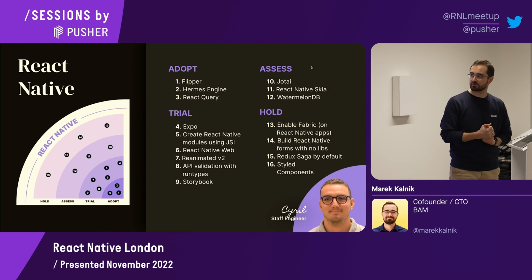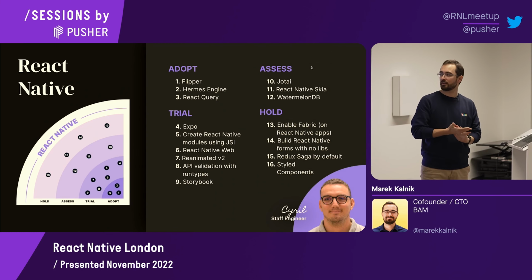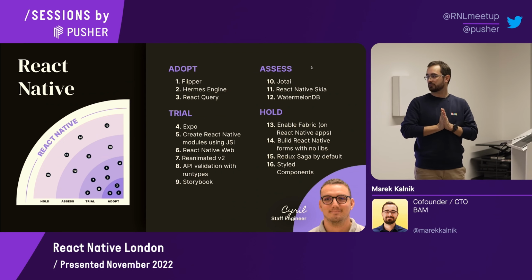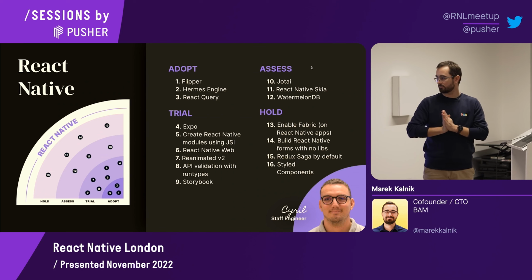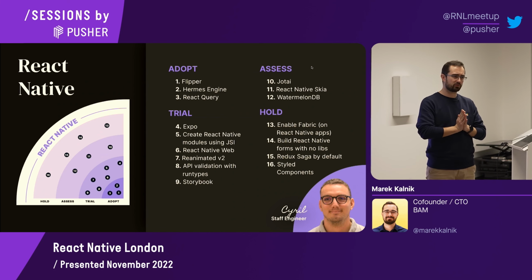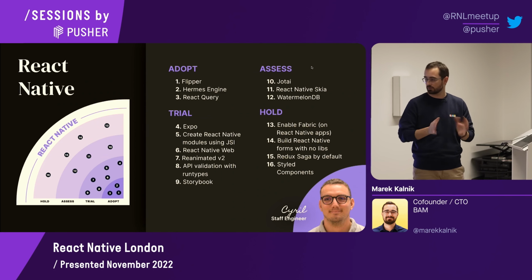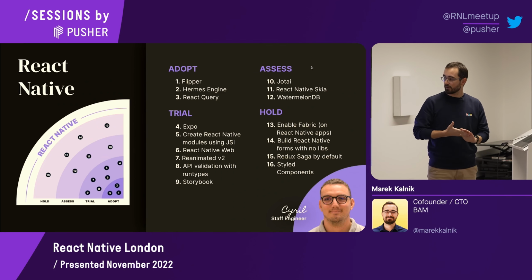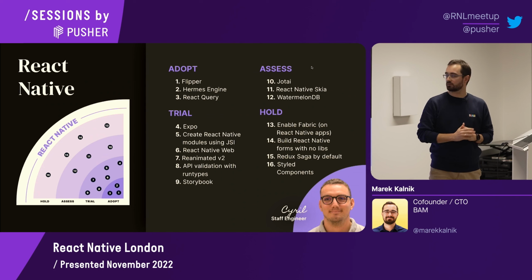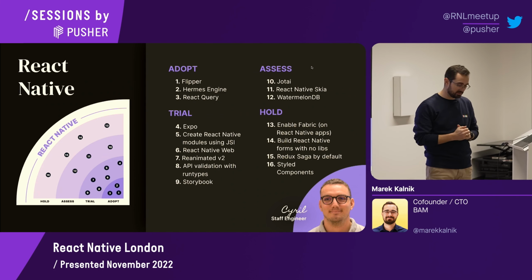So let's drill a bit into the React Native recommendations. So Flipper, Hermes, React Query, on Adopt, obviously Expo, Create React Native using GSI, React Native Web, Reanimated V2. I'm not sure if V3 is already published, but it was ongoing. API validations with run types, Storybook, and things like this. Are on the left side, things we are pretty much behind.